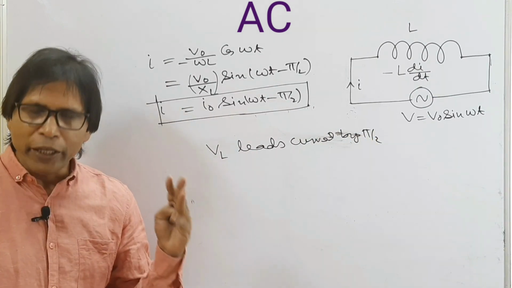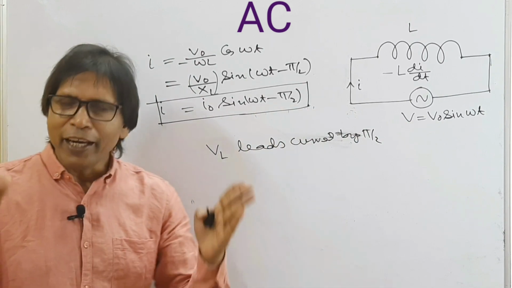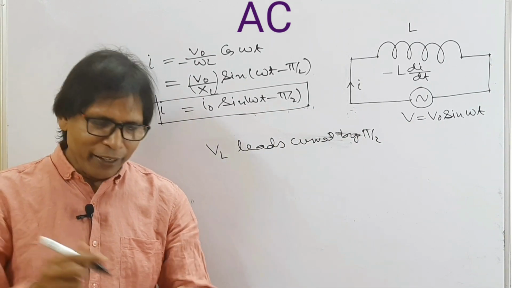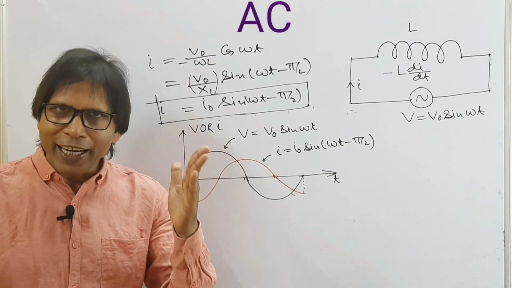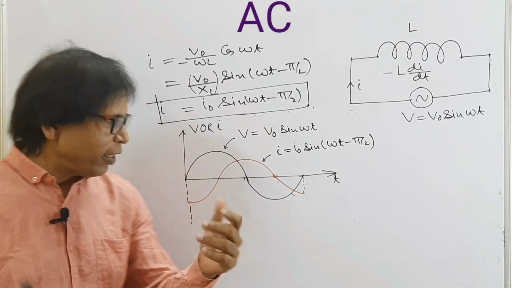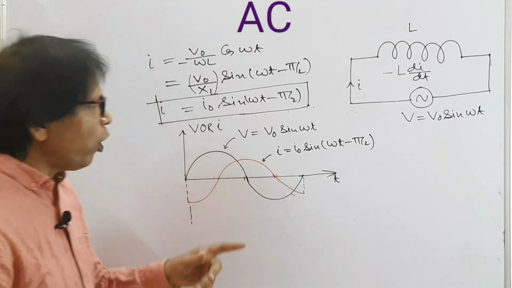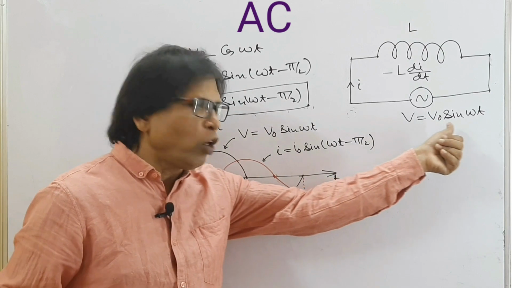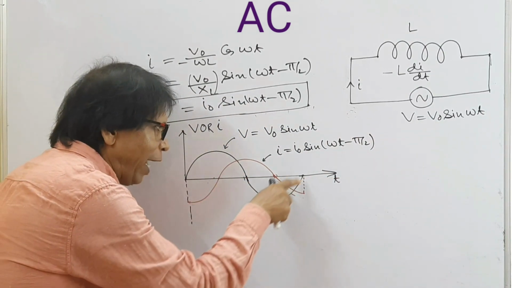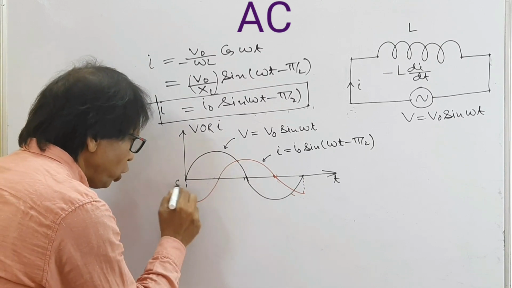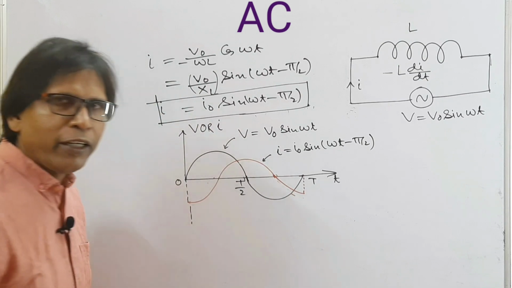Now we represent the voltage and current in a diagram. Along this axis, voltage V or current I are represented, and along this axis time t is represented. Now V equal to V naught sin omega t is represented by the black line. So this is the 0, this is the half time period and this is the time period T.